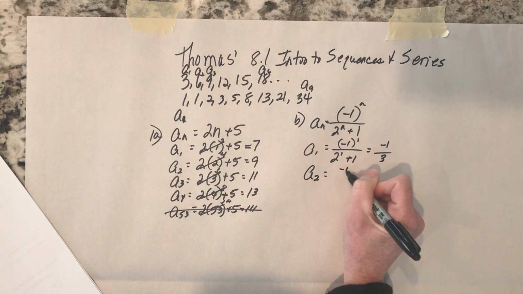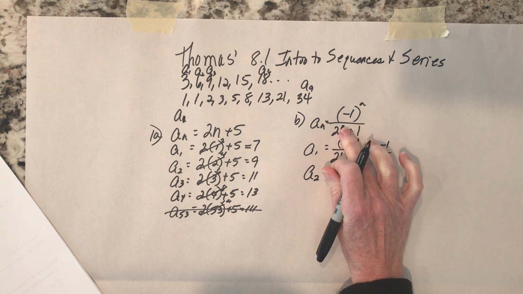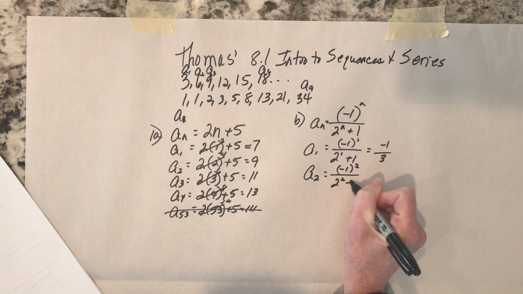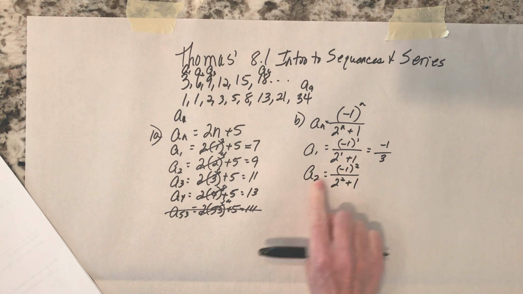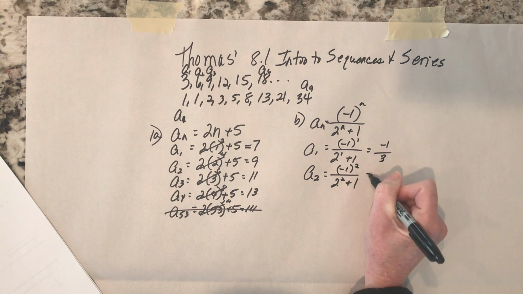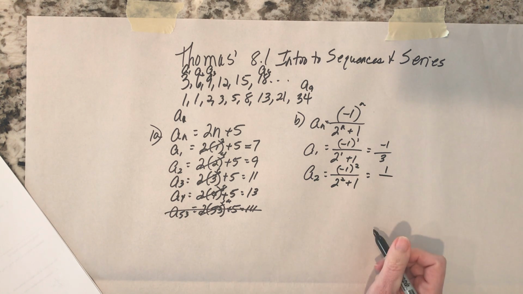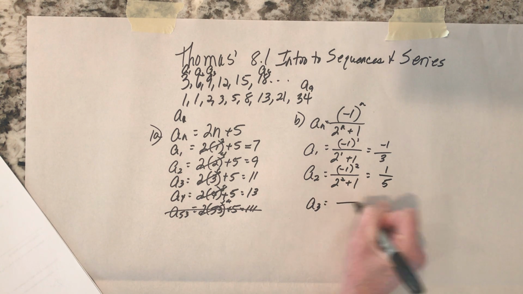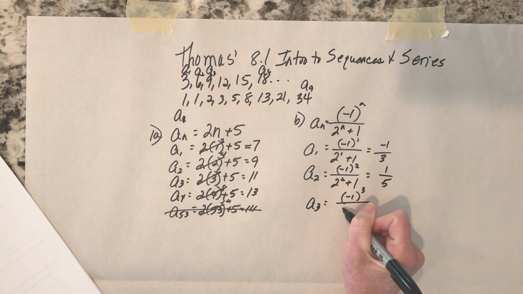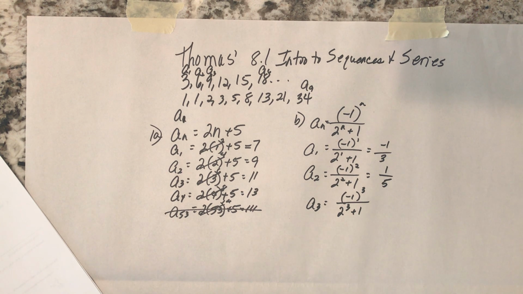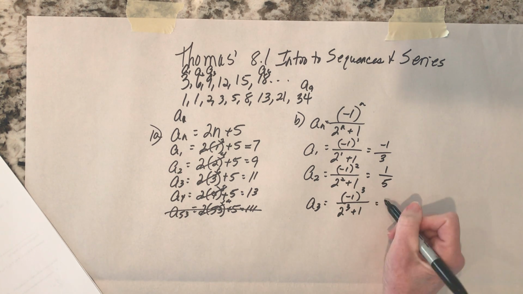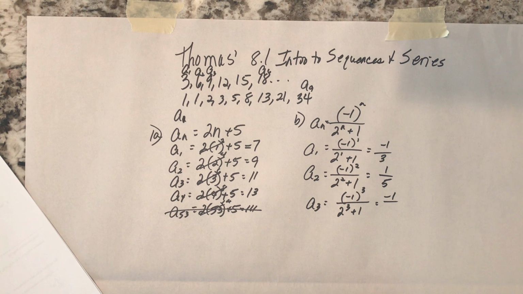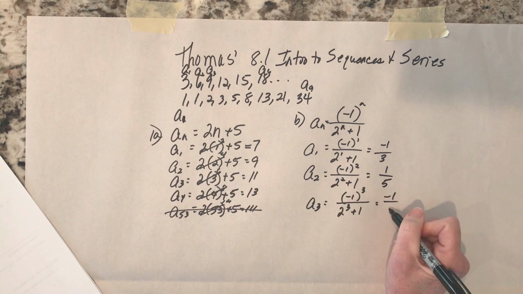A sub 2 is a negative 1 raised to the n power over 2 raised to the n power plus 1. So we're putting our second term in for the n's. Negative 1 squared is a positive 1. 2 squared is 4. 4 plus 1 is 5. Negative 1 to the third power over 2 cubed plus 1 will give us the third term. Negative 1 to the third power is a negative 1. 2 to the third, that's 2 times 2 times 2, that's 8.